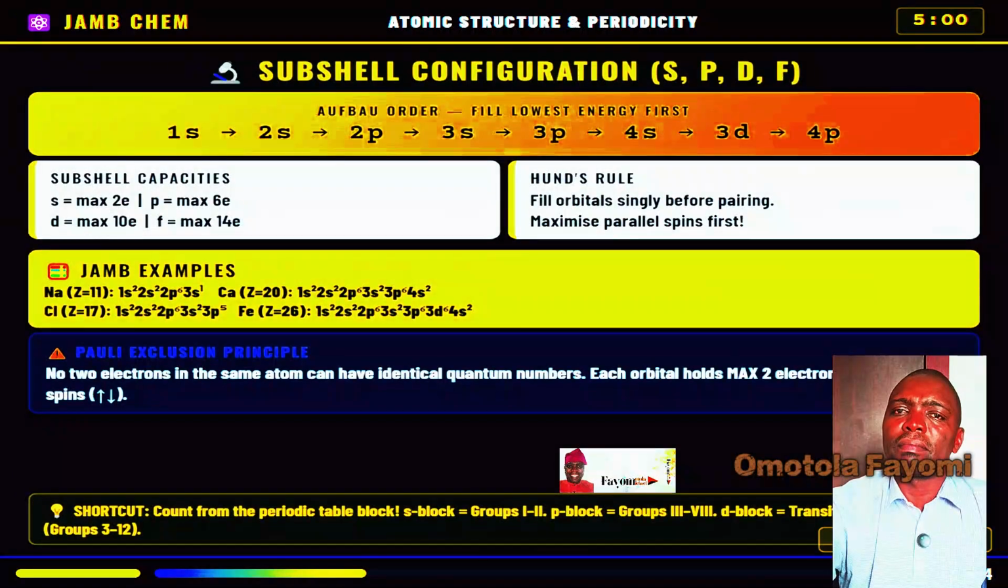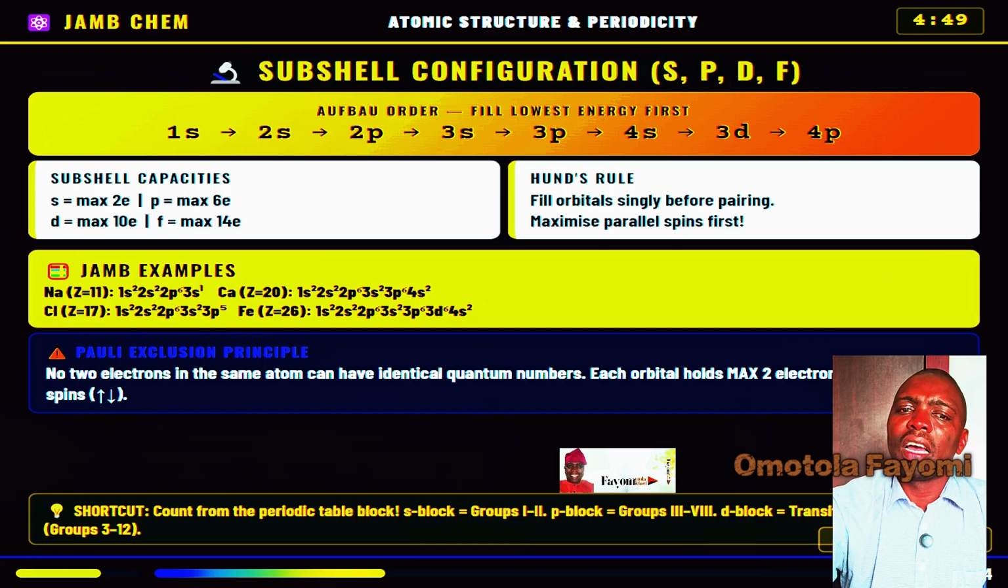Done. Now we go deeper. The subshell model. Within each shell, electrons occupy subshells s, p, d, and f. The s subshell holds 2 electrons, the p subshell holds 6, the d subshell holds 10, and the f subshell holds 14. The Aufbau principle says fill from lowest energy upward. 1s fills first, then 2s, then 2p, then 3s, then 3p, then 4s, then 3d. Notice that 4s fills before 3d. This trips up many students. Another rule: in any subshell, fill each orbital singly before you pair electrons up.